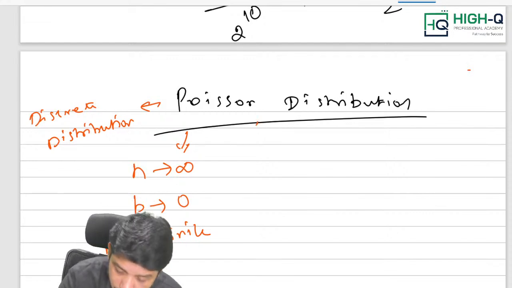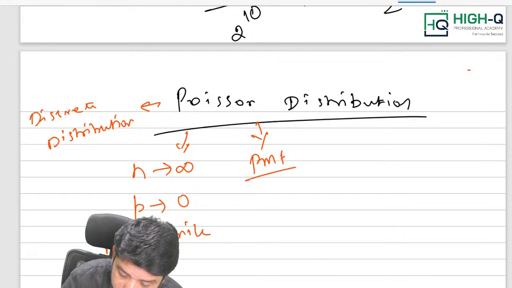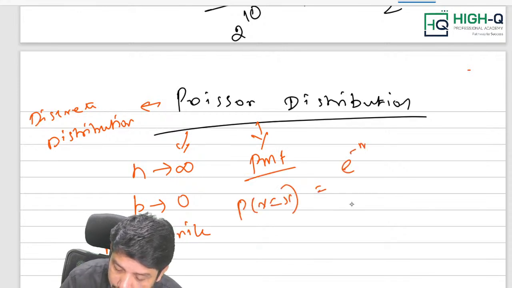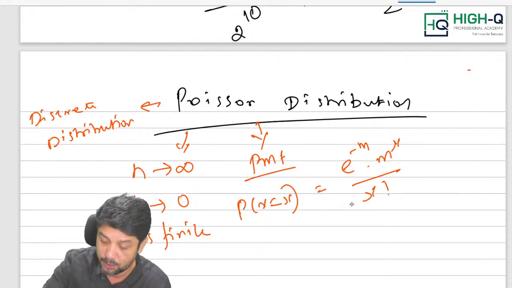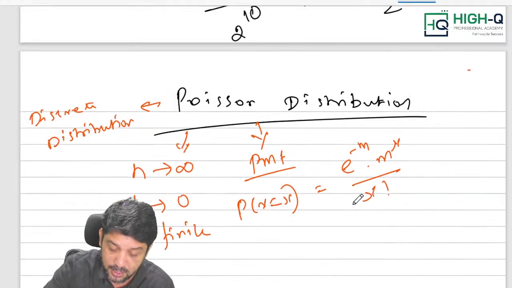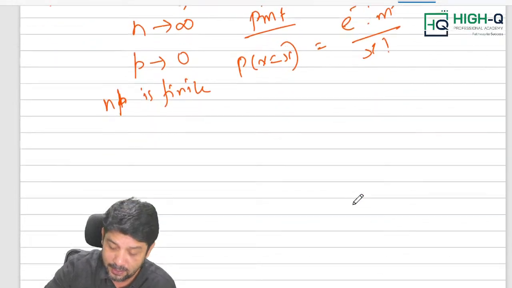What is the probability mass function of a Poisson distribution? P of X equal to x is e power minus m into m power x divided by x factorial. This is what a Poisson distribution is. It's a discrete distribution, n tends to infinity, p tends to 0, and the probability mass function is e power minus m into m power x divided by x factorial.